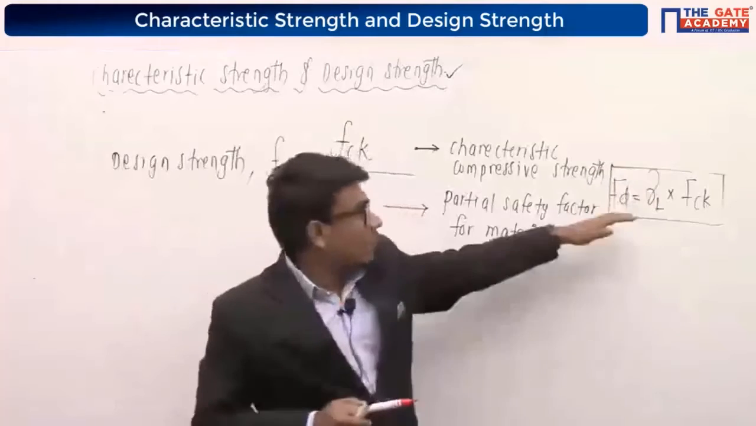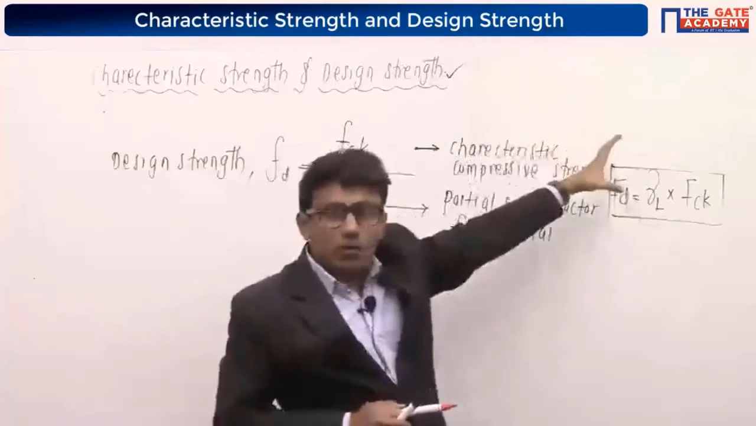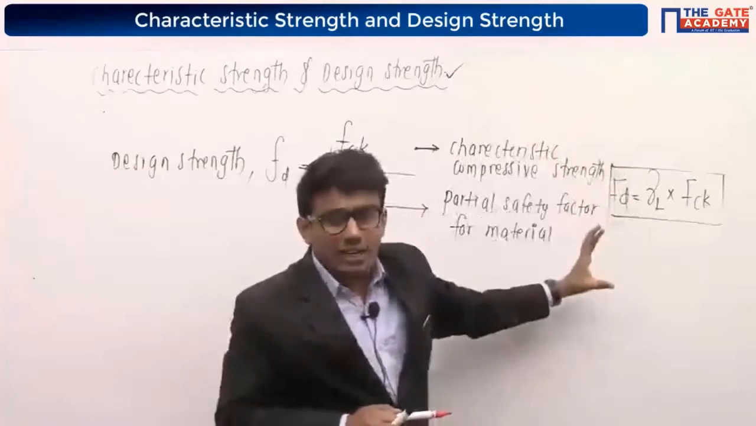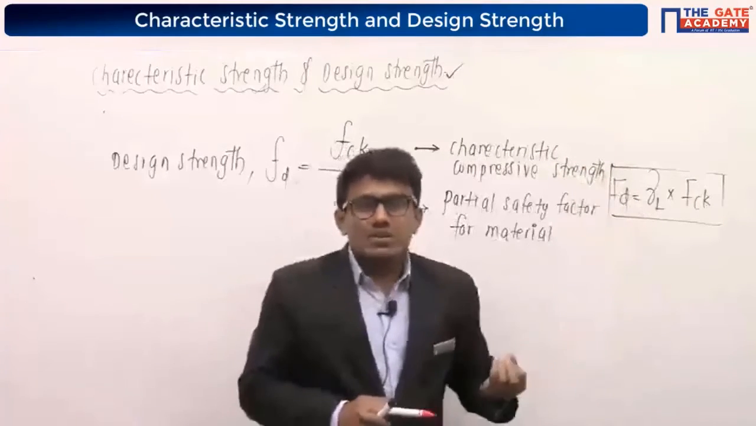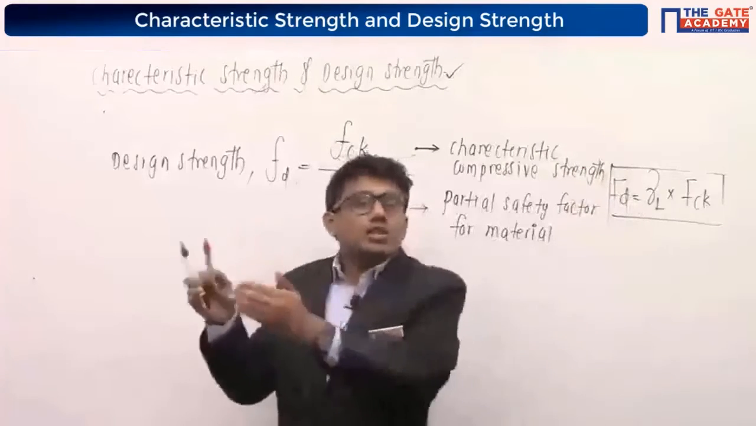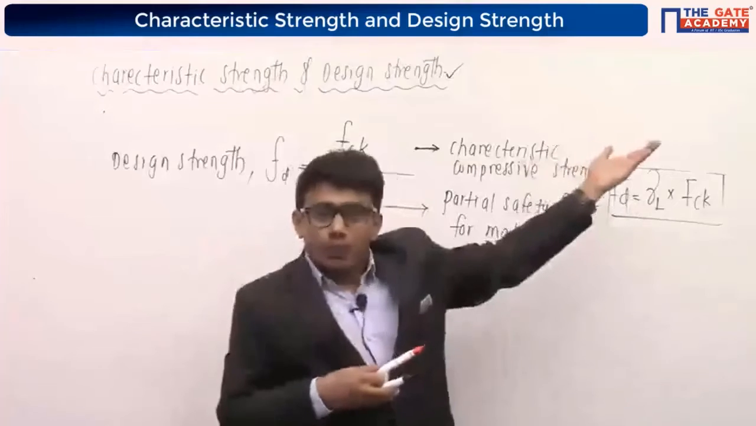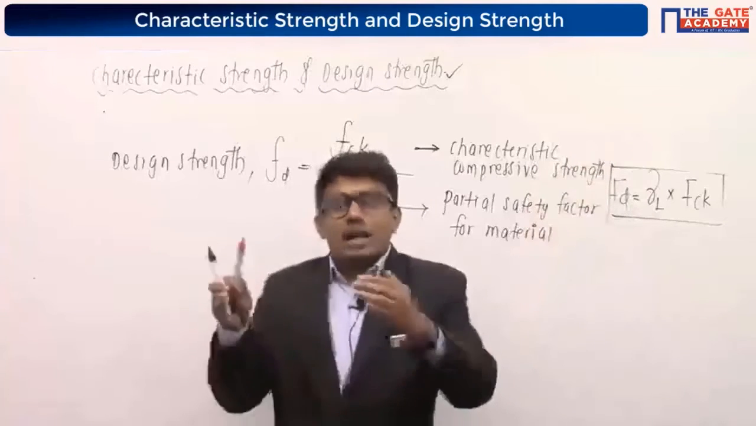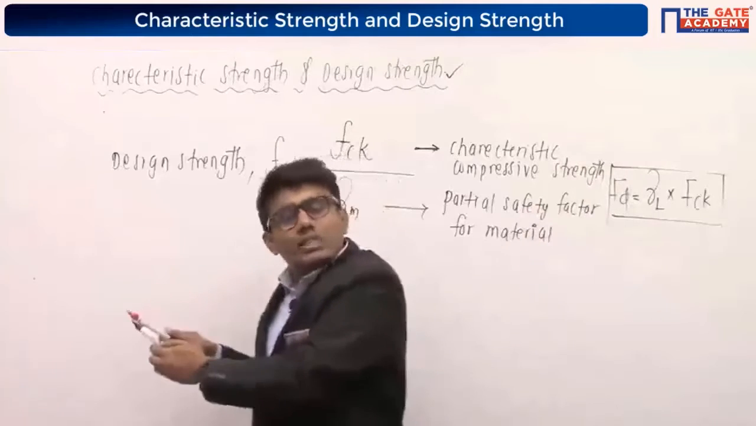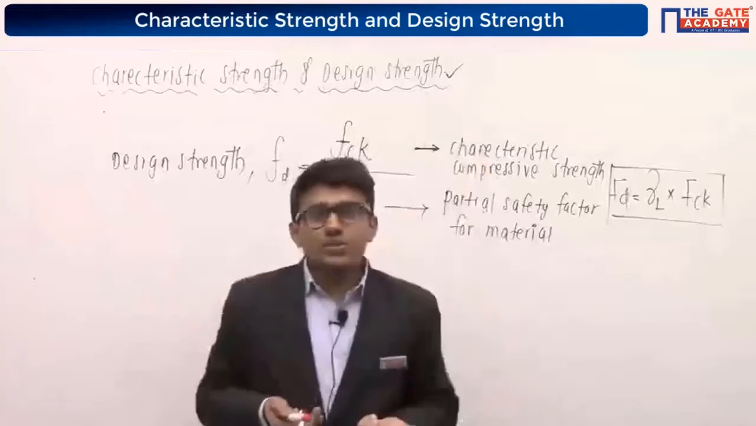Suppose the load which is going to act on the structure is 100 kilonewton, but we are designing it for 500. Then we will be getting a safe structure, right? Because 100 is the actual load which is going to act on the structure, but we are designing it for 500 kilonewton load.